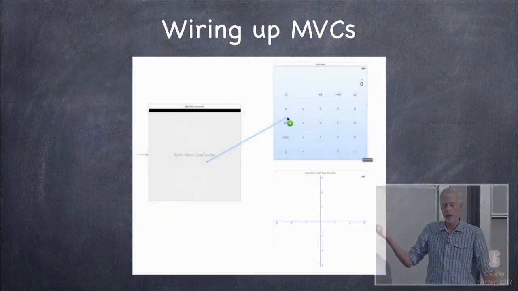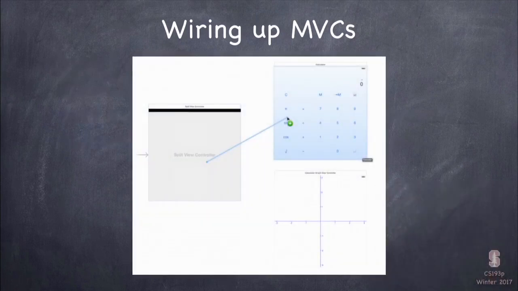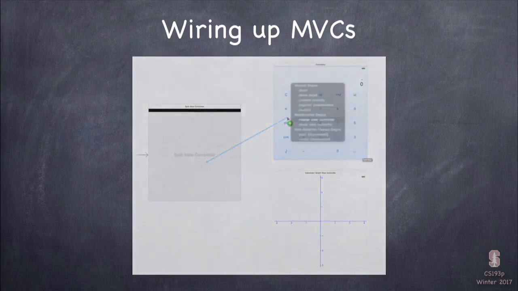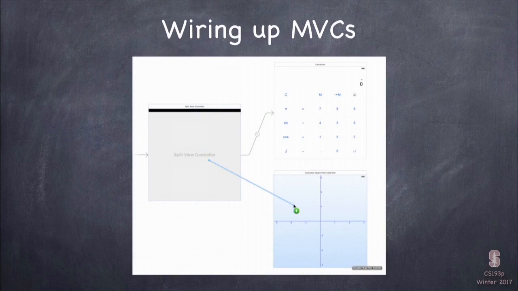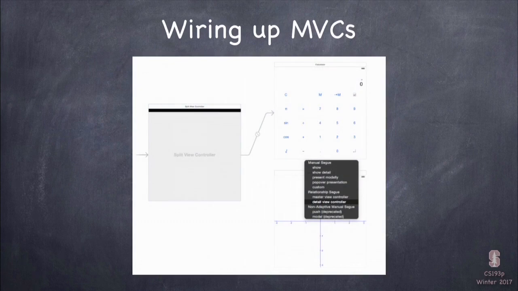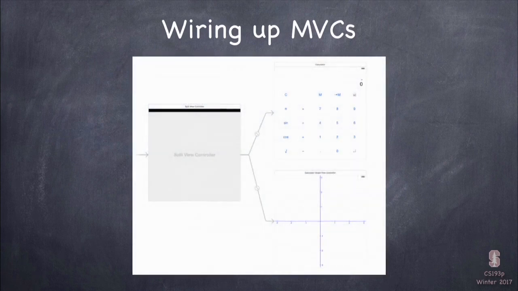So this is what that looks like. Here I've got a split view controller on the left, I've got a calculator view controller on the top, and I've got a graphing view controller on the bottom. So I'm just going to control drag from the split view controller to the calculator controller. This little black window is going to come up. I'm going to choose master view controller from the list, and that's going to hook up that one on top to my master. Then I'm going to control drag to the bottom one. The black window comes up. I'm going to choose detail view controller, and it's going to make that connection. Okay? As simple as that. Now you've got a split view with a master that's a calculator view controller, and a detail that is going to be a graph view controller.